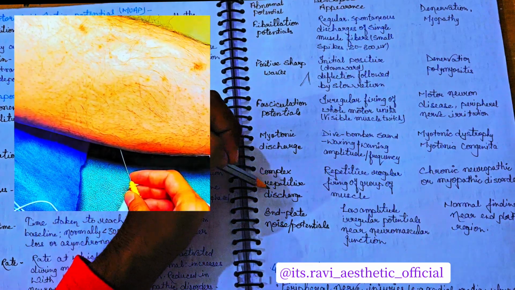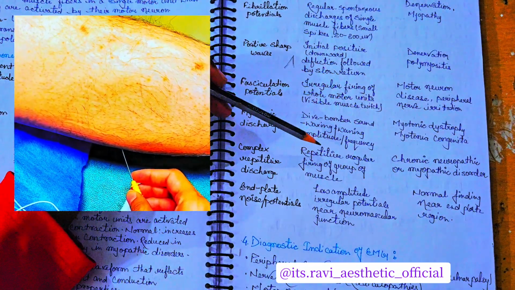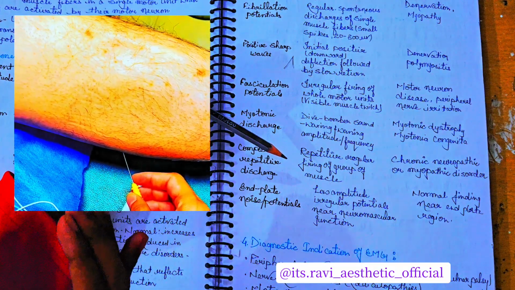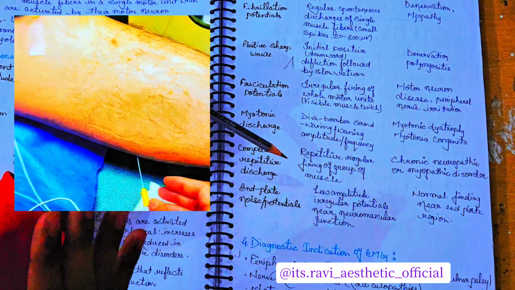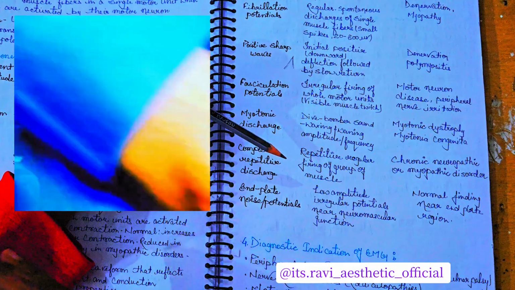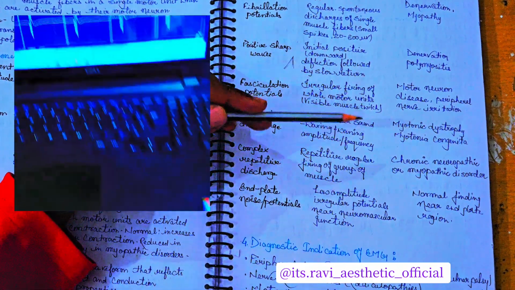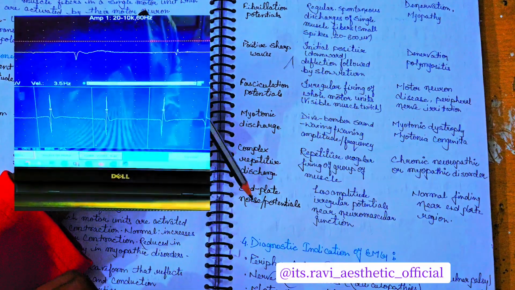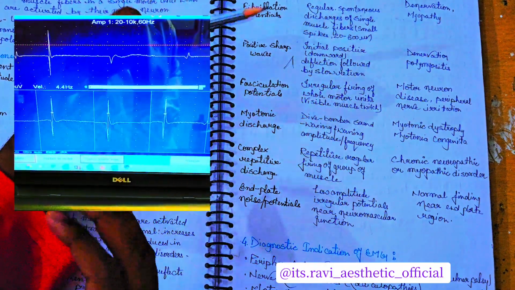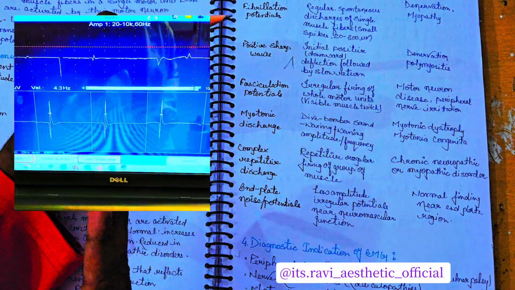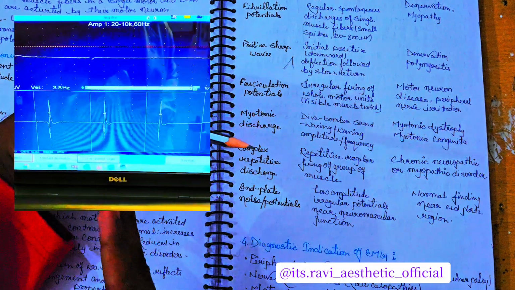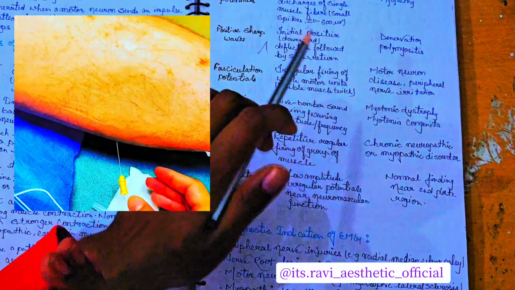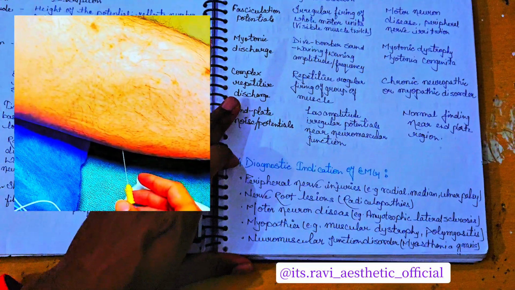So complex repetitive discharge, what is that? It means repetitive regular firing of a group of muscle fibers. In cerebral palsy, chronic neuropathy or myopathic disorder, continuous firing occurs or the muscle goes into spasticity. Here you can see it in chronic neuropathy and myopathic disorder. So end plate noise potential, what is that? It is a low amplitude or irregular potential at the neuromuscular junction, with an abnormal noise near the end plate region.